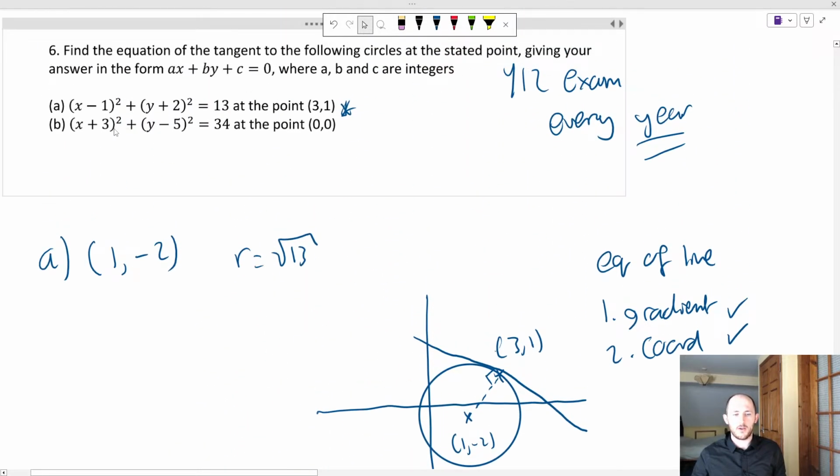So I'm assuming I don't need to do part B because part B is the same thing. Literally just sub in the new numbers. So sub in the new numbers and you've done part B. Okay?